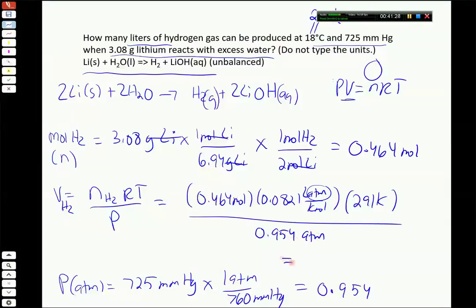And so then when we multiply this out to get the number of liters, it comes out to 11.6 liters. Okay, so that's the volume that we get when we react 3.08 grams of lithium with water.